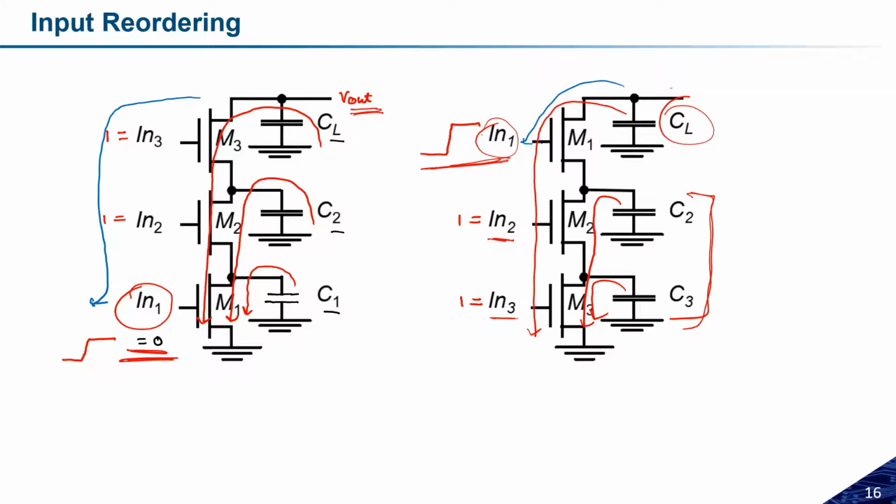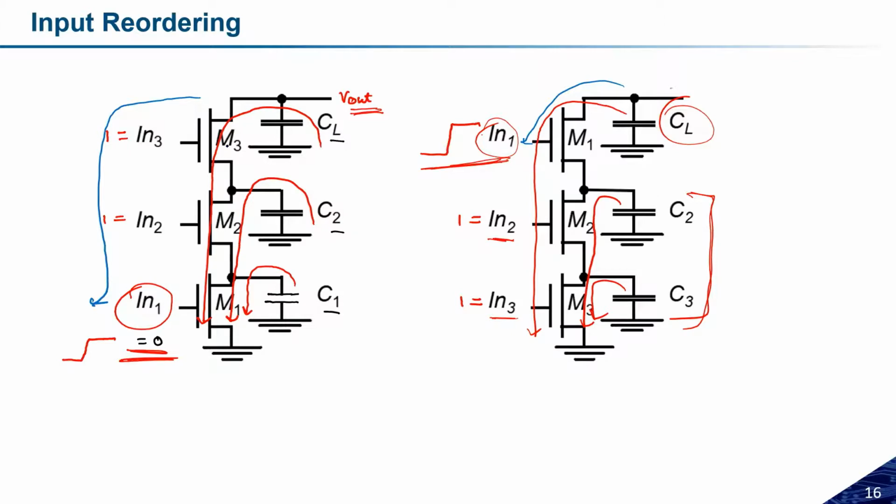Okay, in the first case, the critical path will be through M1, M2, M3, and in the second case, the critical path will be only M1. So we will have the reduced critical path. And if we have the reduced critical path, the delay will be reduced. So the important thing is somehow you need to reduce the critical path in a circuit. Okay, so this is really important, and you need to understand these things. Okay, so this was another question.